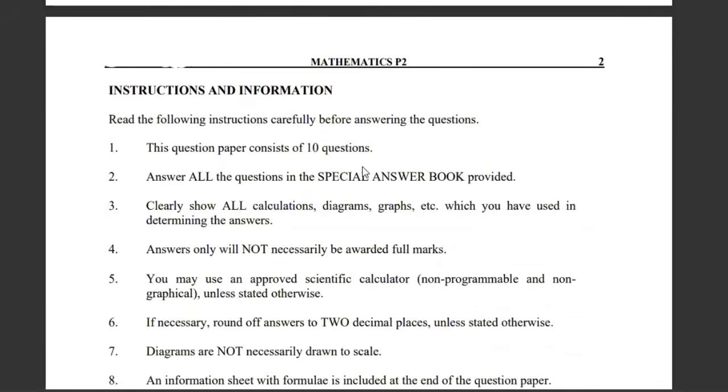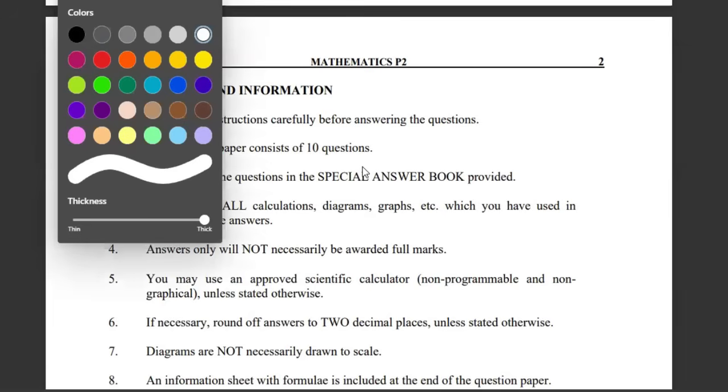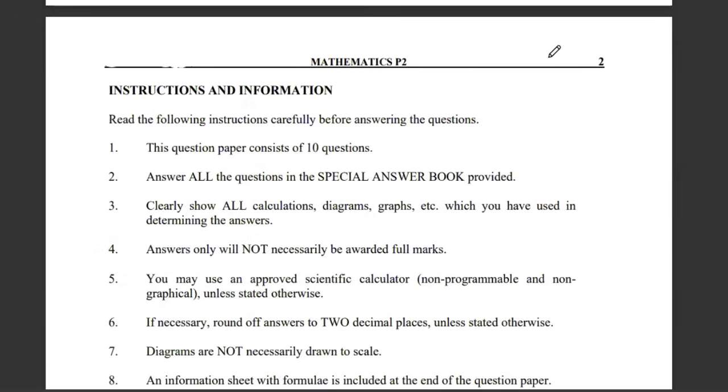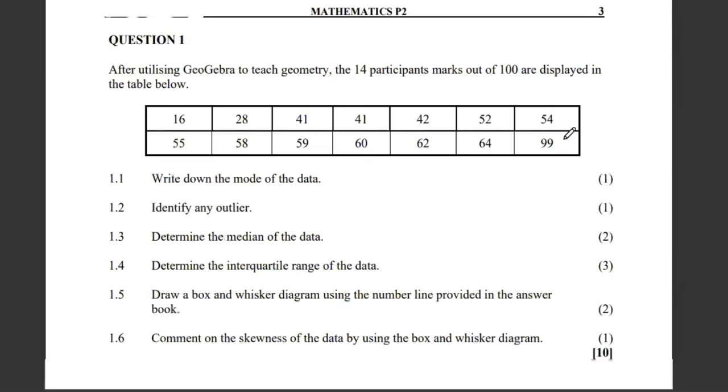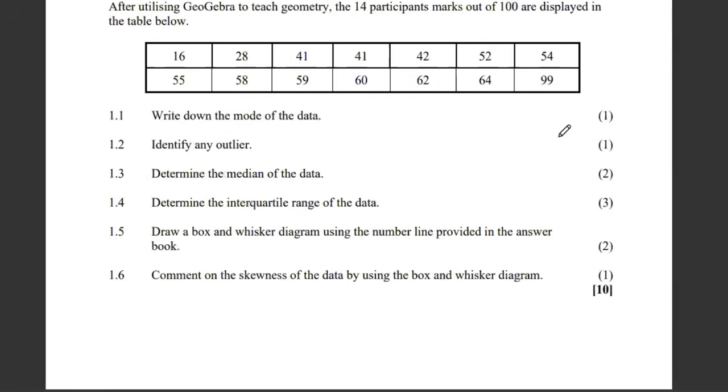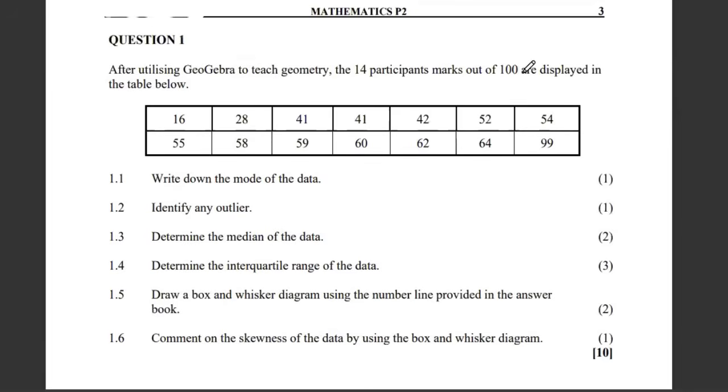All right. So if I look at the first question, we should be in statistics. What are they saying? They're telling us that after utilizing GeoGebra to teach geometry, the 14 participants' marks out of 100 are displayed in the table below. So someone got a 16, 28, 41, 41, 42, 52, and everything seems to be in order.